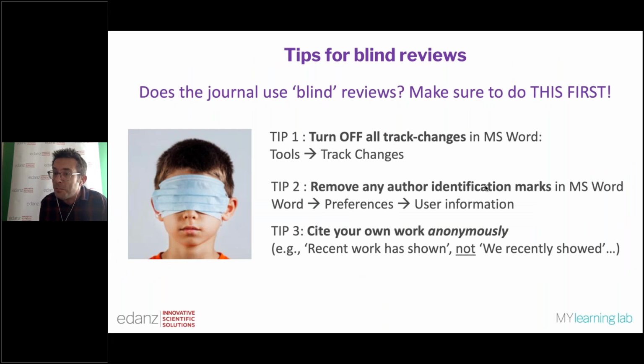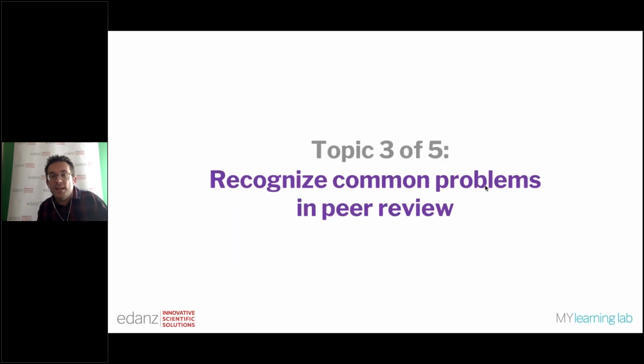You can help yourself in this process. So if you're submitting to a journal that uses double-blind peer review, and I would recommend that you do, that's my experience, you'll see a bit more about that in a minute. Does the journal use blind review? Make sure to do these things first. Turn off all your track changes, remove those author identification marks, and cite your own work anonymously. We get lots of papers submitted to our journal which does use this process. We give authors the choice, and we often see this in submissions.